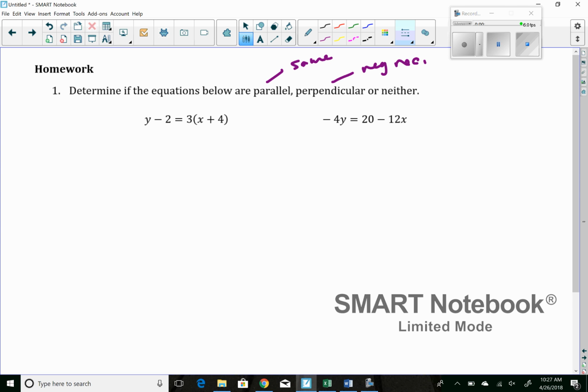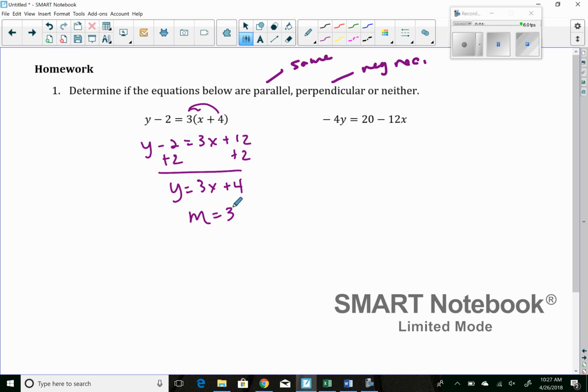So if I look at that first one, the first thing I want to do is distribute the 3. So I have y minus 2 equals 3x plus 12. Add the 2, and now I have my equation in y equals mx plus b form. The slope of this equation is 3.